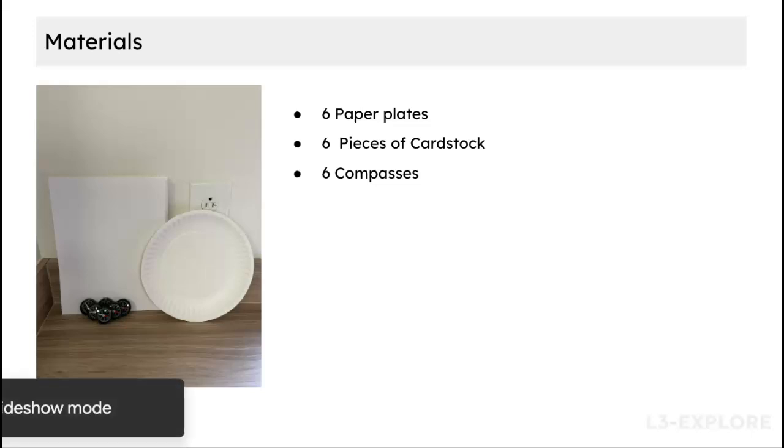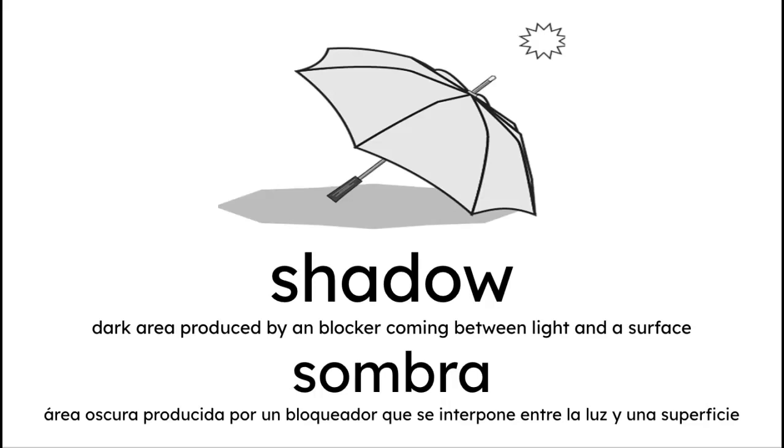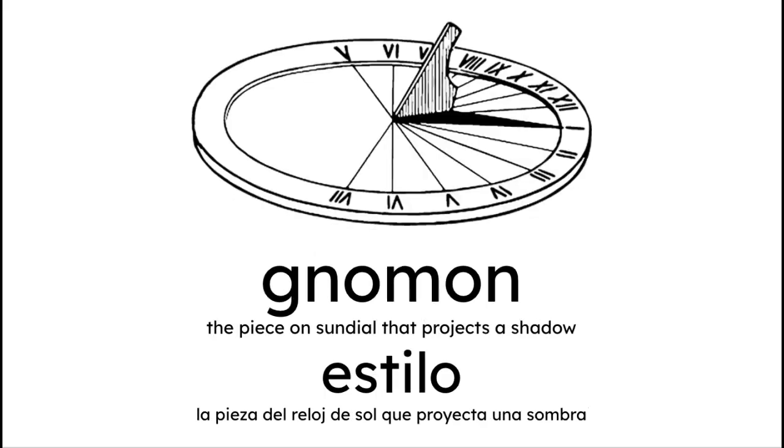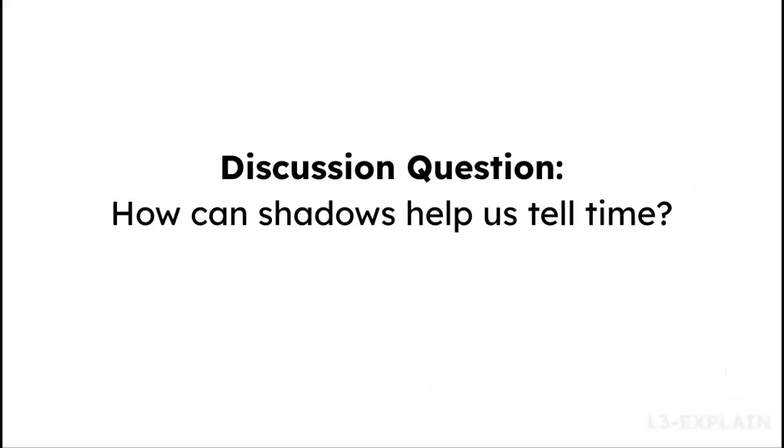You'll give each student a copy of a sample design for a sundial from the activity. Be sure to see the teacher tutorial for this activity. You'll let students know that they will measure the length of their shadows using the gnomon of the sundial. You'll provide instructions on how to do this safely and accurately. You can post and discuss the shadow and gnomon vocabulary cards. Students should record the length of their shadows on the Sundial Investigation student journal page.